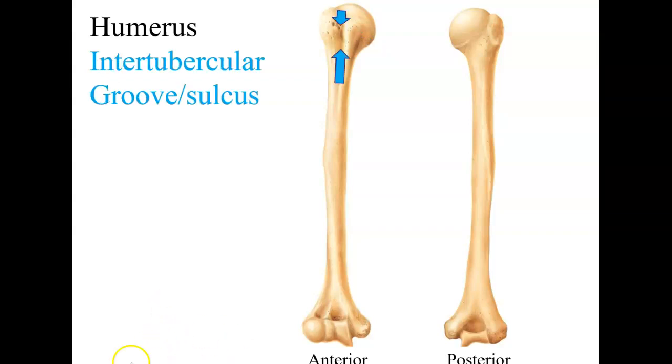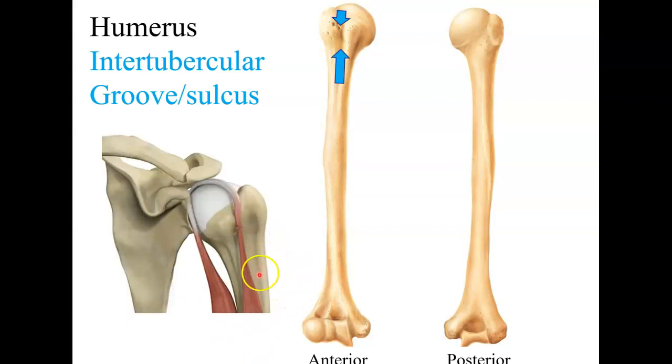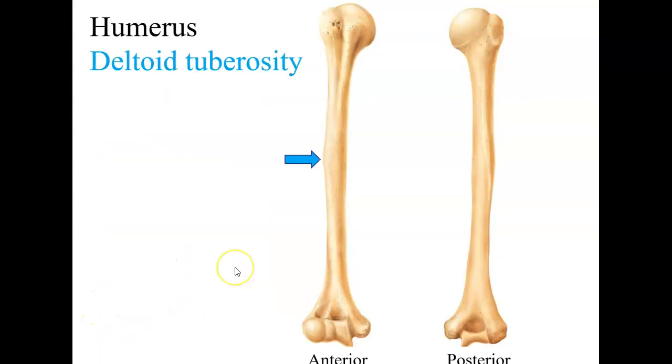Now in between the greater and lesser tubercles is this structure called the intertubercular groove or intertubercular sulcus. And in this next picture right here, we have the biceps brachii, a muscle that allows us to move our lower arm towards the upper arm. And there is a tendon that goes through the intertubercular groove. So this is a tendon of the biceps brachii, and it comes over and then attaches into the scapula. So that's kind of the job of the intertubercular groove.